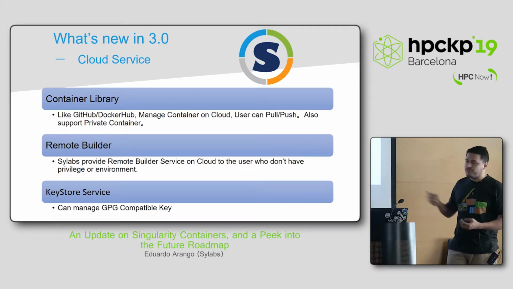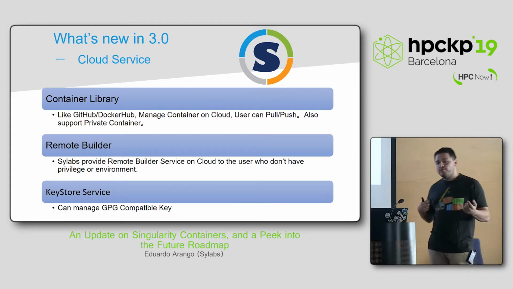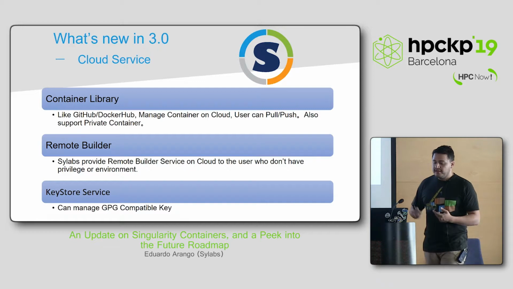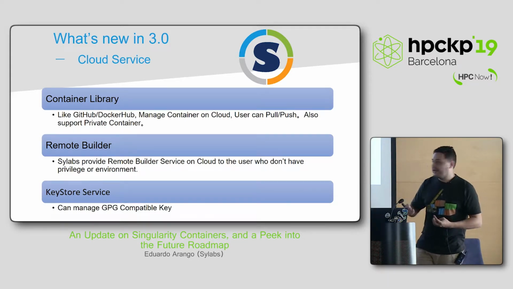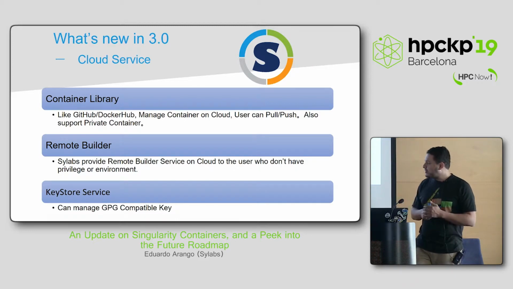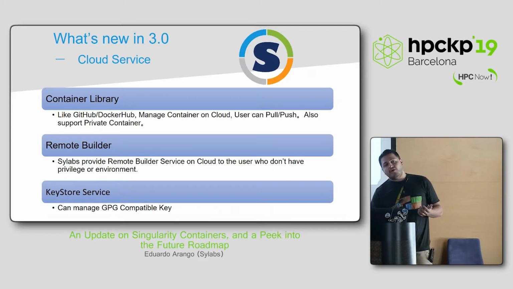The remote builder, as we saw yesterday, is really a cloud tool to allow users to build containers in a decoupled way from their host. So you can just run a remote build, close your laptop, go away, go home, and go back next day, and your container is going to be built for you in the cloud. And the key store service is a service that we created to store your PGP public keys so you can move around your container and then verify that it was the same container from one host to another.